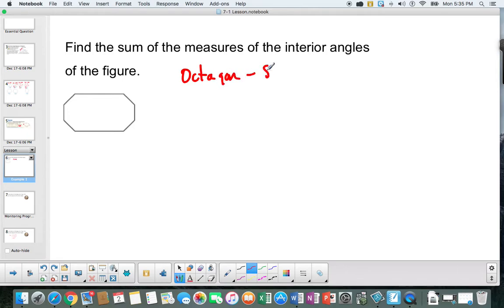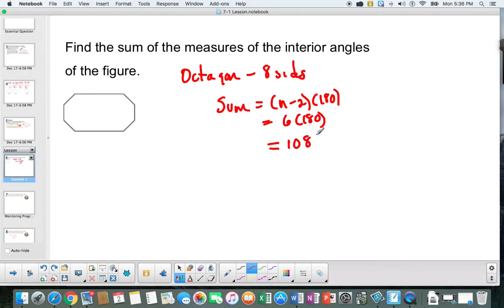which is 8 sides. So I know the formula is the sum is equal to n minus 2 times 180. N minus 2 refers to the number of triangles. So there are going to be 6 triangles times 180. And 6 times 180 is 1,080.